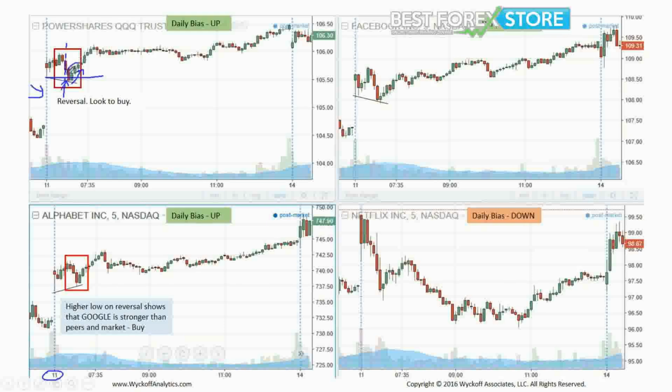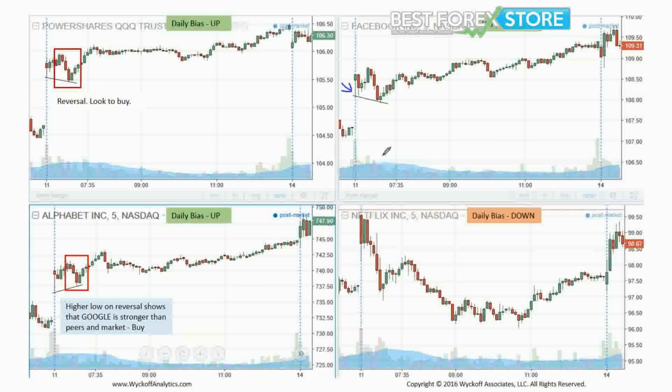So once this is happening in this area right here, we would be thinking that we have the daily bias up, and we want to see whether this comes back to the first 30 minutes trading range. We want to see what stocks are going to be much stronger than the market. So let's just go through those.